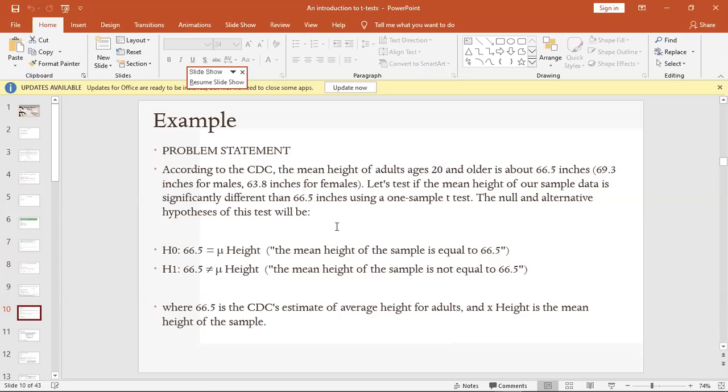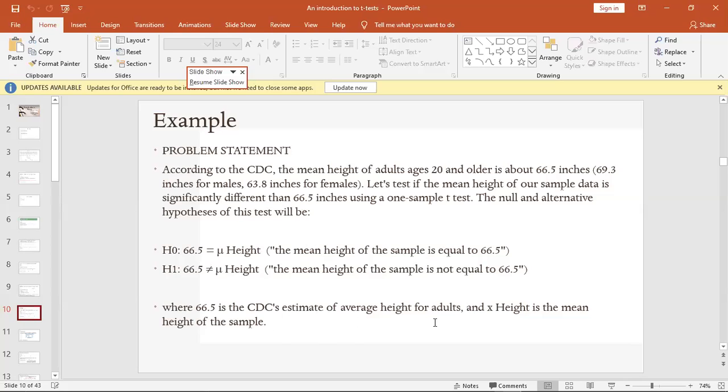The first thing you need to do is write your hypotheses, null and alternative. Here 66.5 is the population mean. The null hypothesis says the mean height of the sample is equal to 66.5, the population mean. So you need to say that the sample mean is equal to the population mean. The H1, or alternative hypothesis, is always the opposite of this: it differs. So you need to run the one sample t-test to find out whether this is equal or not equal, right?